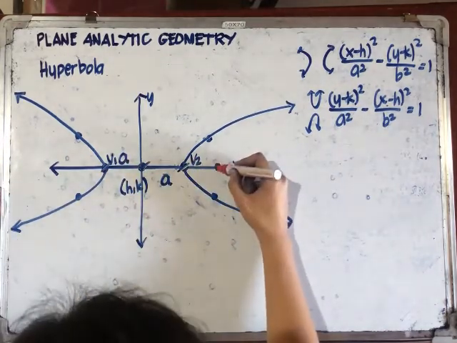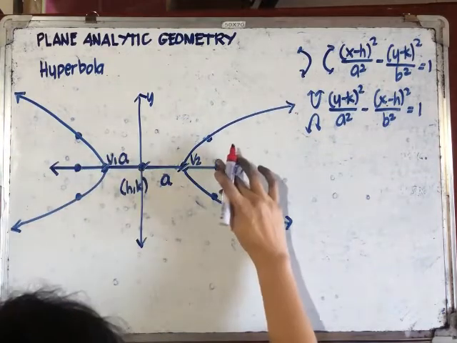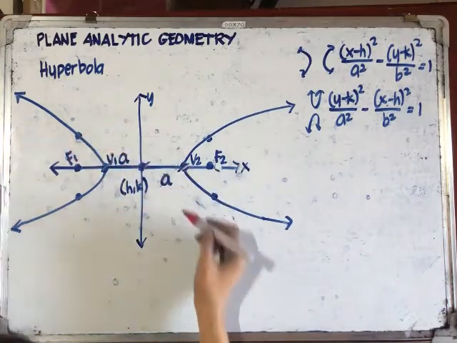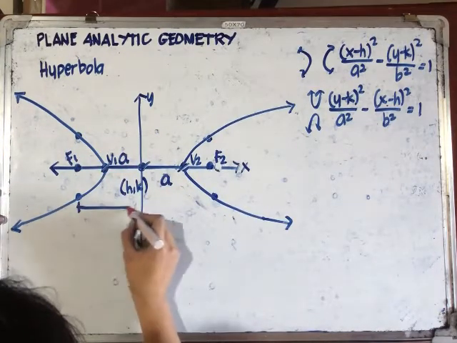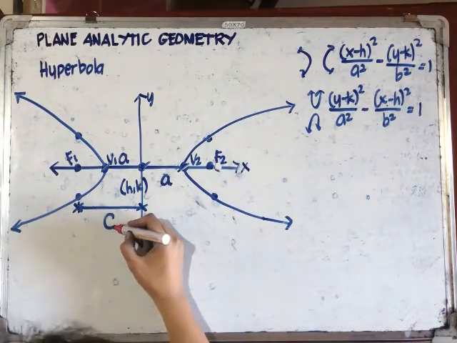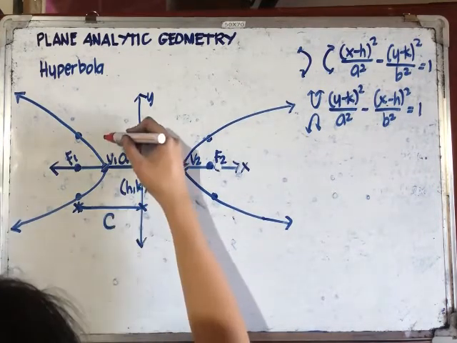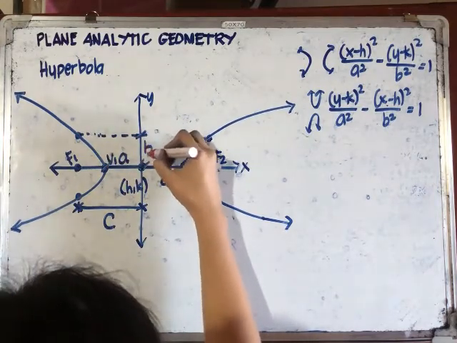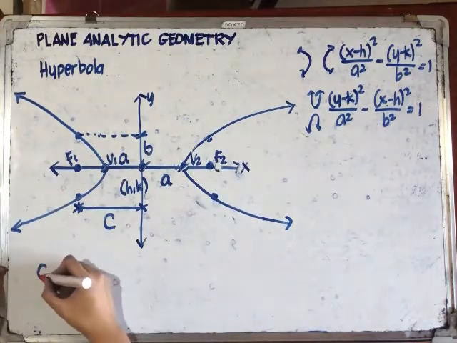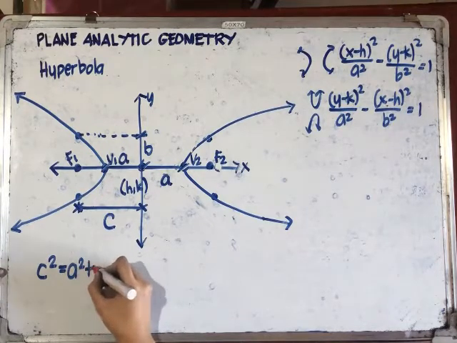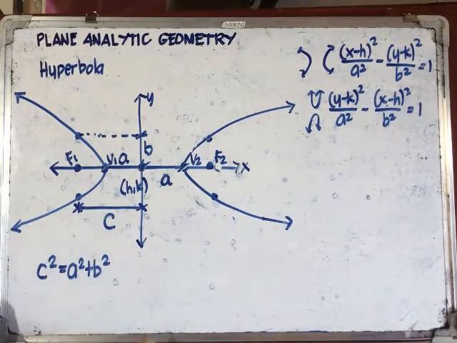Ang C distance natin, ito yung focus, inline sa ating latus rectum. This is F2 and F1. Ang C distance natin is from the focus to our center. This is your C. And ang B naman natin is, ito naman siya. Itong distance na ito. Yan. That is our B. So in this case, mas malaki na yung C natin compared to A. Ito na ang magiging Pythagorean Theorem natin relating A, B, and C. C squared is equal to A squared plus B squared.